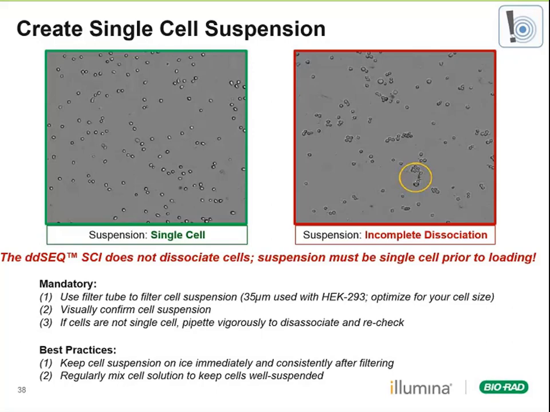To confirm your suspension, you're always going to need to look at it. And here's a great place to take a picture if there's any doubt about whether you have a single cell suspension. If you see that you do have clusters of cells, we're going to pipette vigorously to dissociate these, and then you need to visually check again until you have that single cell suspension.